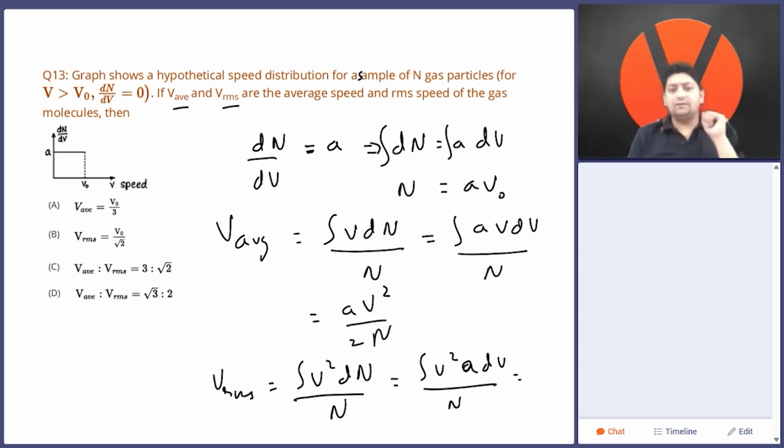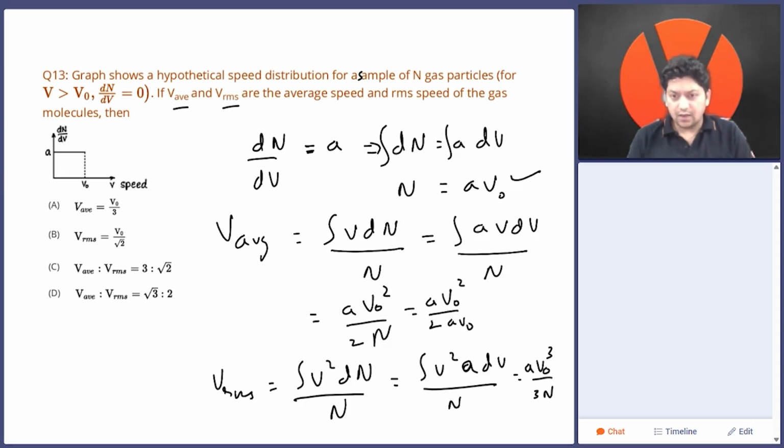Now the integration of this will be equal to a v cube by 3n, right? So the values which we get over here is this, and we can put the value of n over here also, a v naught. The integration will be from 0 till v naught only, right? So the value of n is a v naught, so we will be getting a v naught square by 2 over a v naught, so v naught by 2.